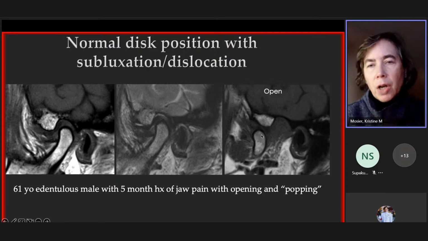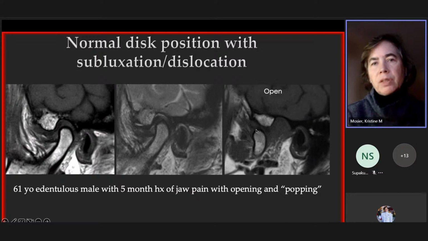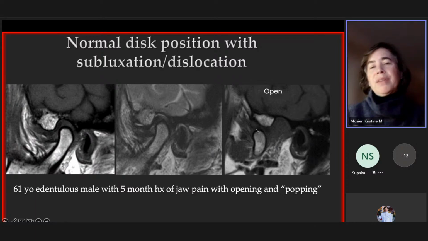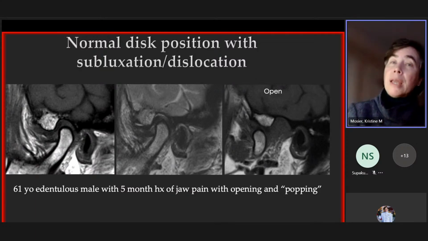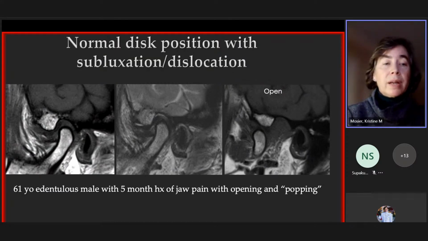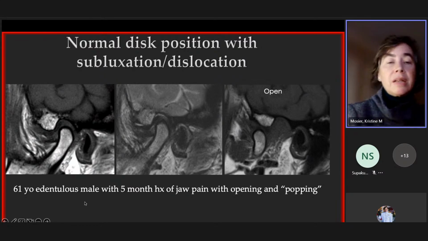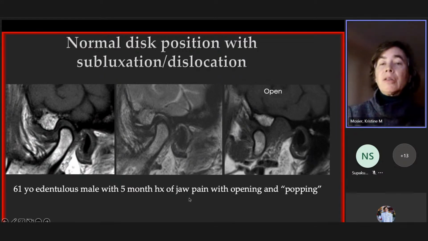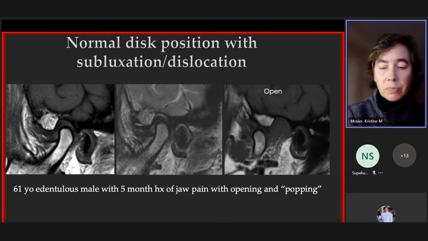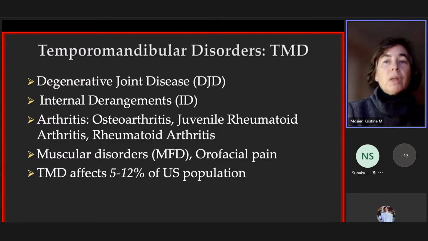And then we see on opening that the condylar head is just a little bit beyond the height of the articular eminence, with a normal reduction of the articular disc. So what we have here is a little bit of subluxation or dislocation of this temporomandibular joint. Now, as Dr. Matthews talked about earlier, this is an older patient. He does have a history of jaw pain, but it's not unusual in older populations to see a little bit of subluxation or dislocation in these patients. And this is an otherwise normal joint.